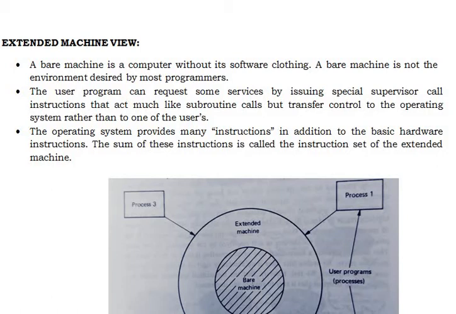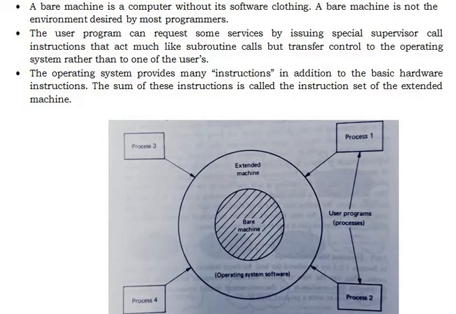So in our last session, part one, we saw the basic things. Here we are going to see in detail what the external view of the operating system is. See this diagram. We have the bare machine and the operating system software. A bare machine is nothing but a computer without any software. It's called the bare machine.